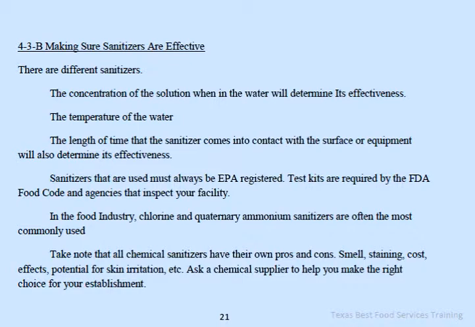In the food industry, chlorine and quaternary ammonia sanitizers are often the most commonly used. Take note that all chemical sanitizers have their own pros and cons: smell, staining, cost, effects, potential for skin irritation, etc. And you can ask a chemical supplier to help you make the right choice for your establishment.